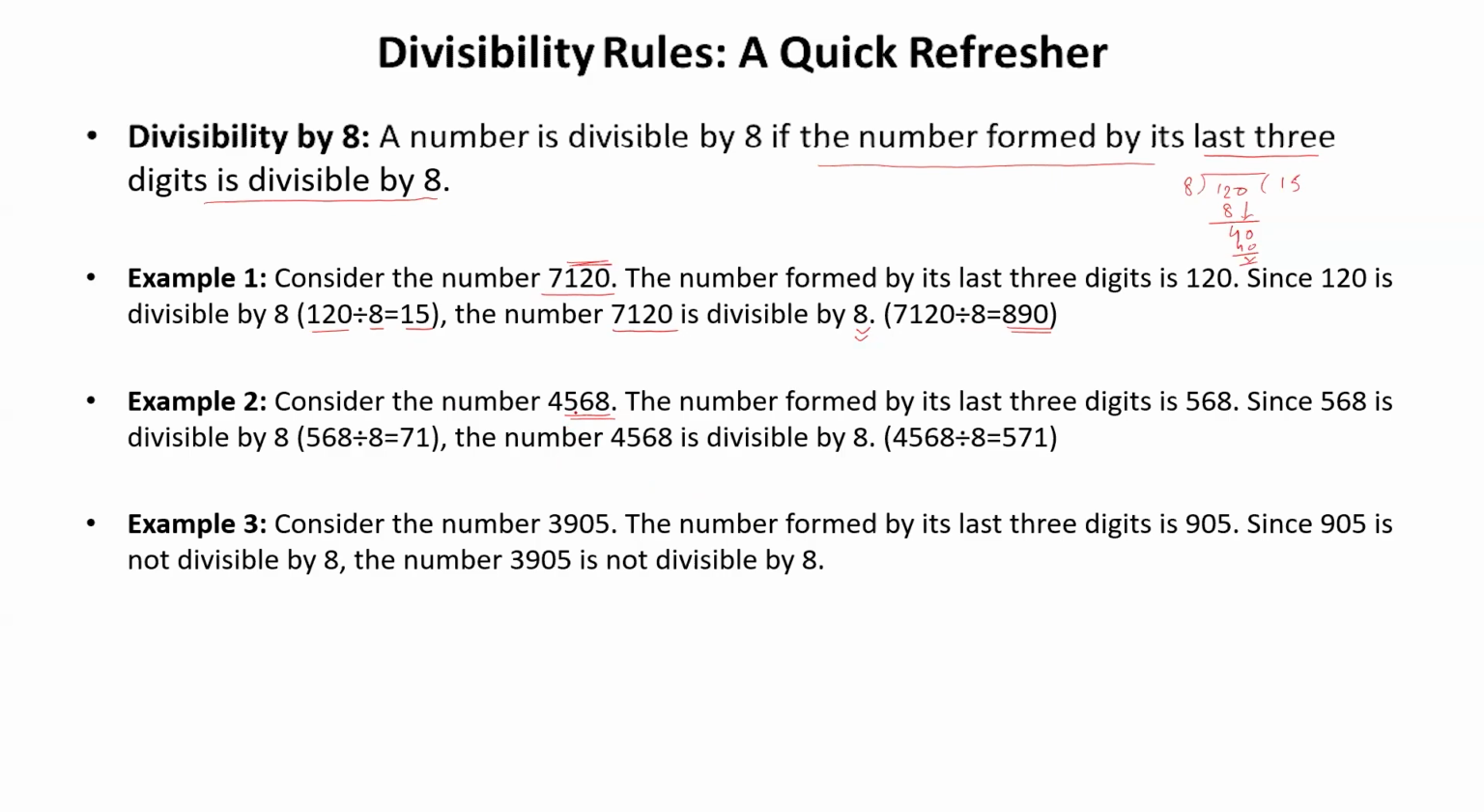So let us consider this number 568. So number is big, but you have to look at last three digits and check whether this last three digit is divisible by 8. And if you divide 568 by 8, you will get 71. You just do it quickly and check. So since last three digit is divisible by 8, that means this whole number is divisible by 8, and you will figure out that if you divide it, you will get 571.